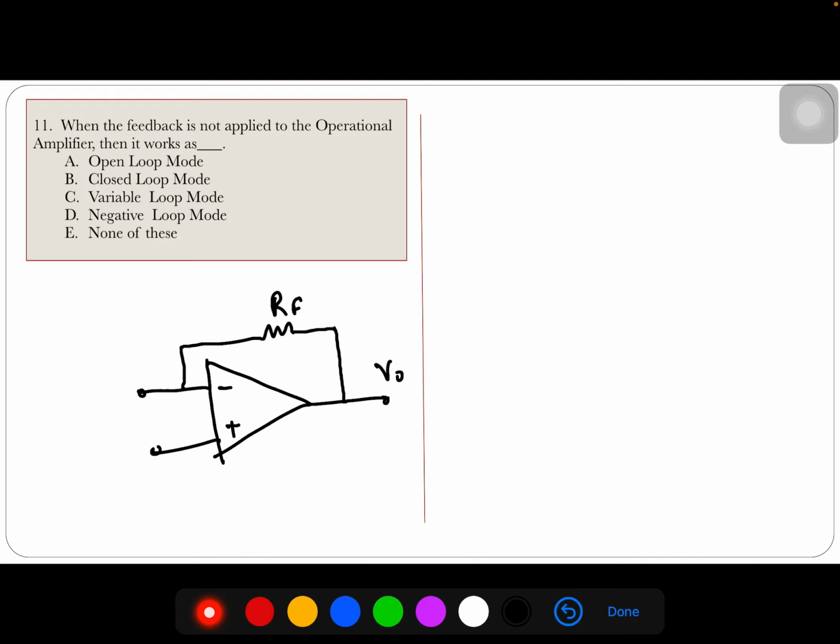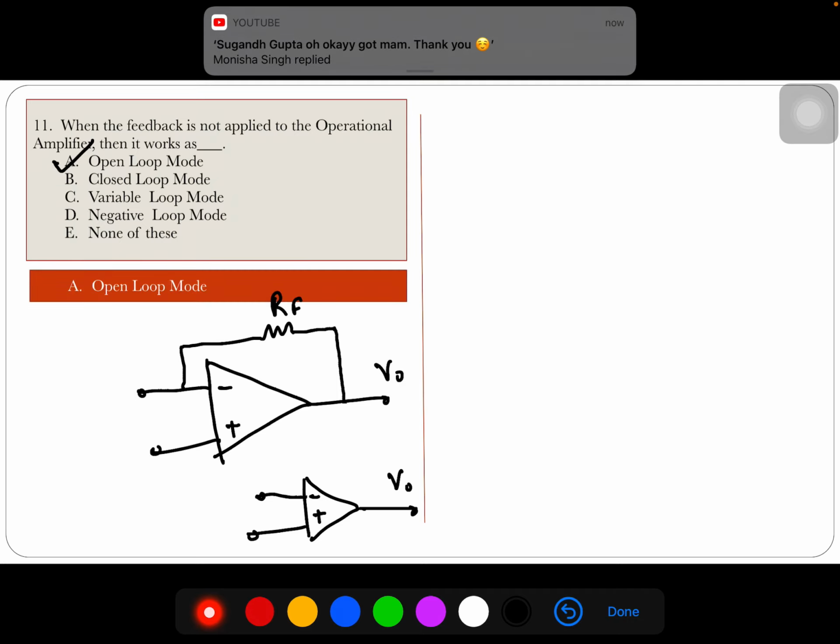Okay. But now the question is that if this feedback is not applied, that means you are not applying any feedback in the op-amp, then this is an open loop op-amp because there is no closed loop here. Okay, you are not forming any closed loop. Closed loop means you are feeding the output back to the input, but here it is not the case. The question has been so asked. So therefore, it is an open loop op-amp. So the correct option is open loop mode. Very, very simple. Option A.